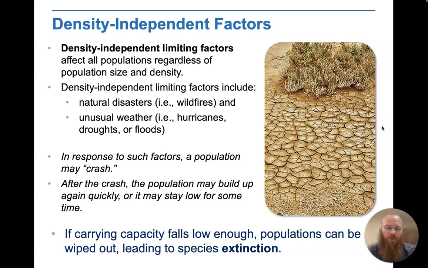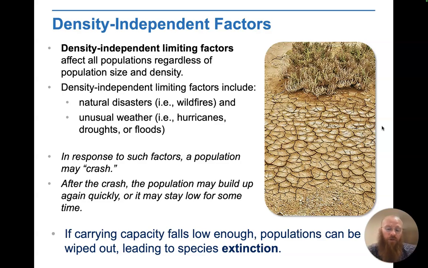So it's also important to note that in response to such factors, like let's say a wildfire, this can cause populations to crash. And after a crash, a population could build back up, and it could happen quickly if the environment is still suitable for them in terms of their resources. But it could also stay low for some time. So it could completely remove a lot of the sustenance that these populations need to survive and reproduce.